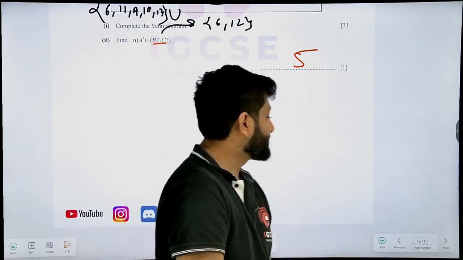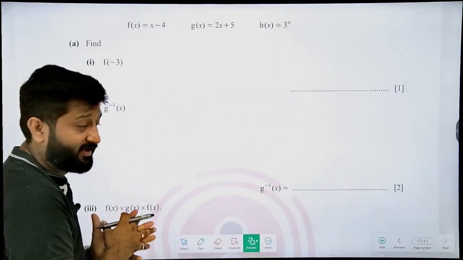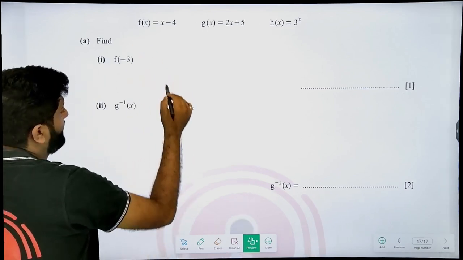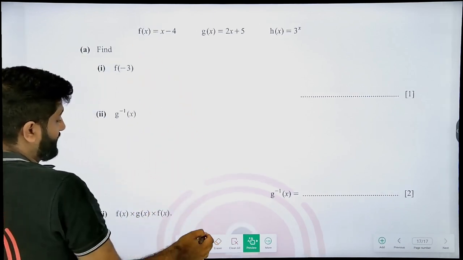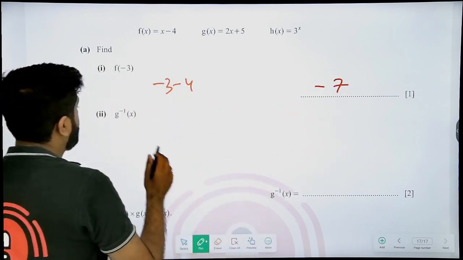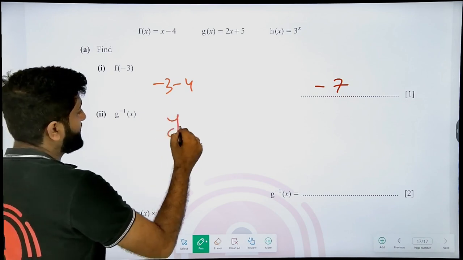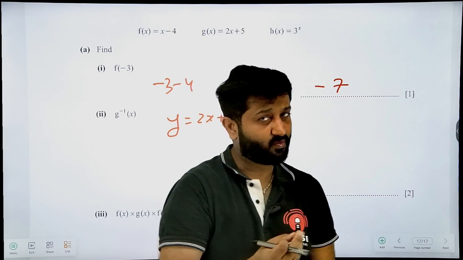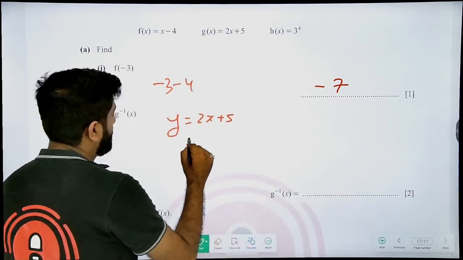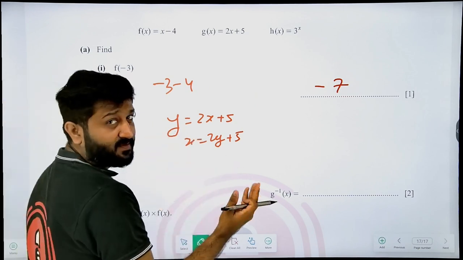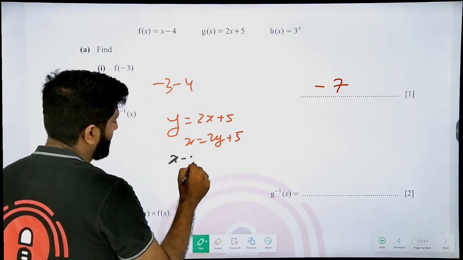Moving towards the next question and probably the last one. Find f of negative 3. F of negative 3 means I'll have to find minus 3 minus 4, that is negative 7. Then g inverse of x. G inverse means step 1 is rewrite the equation as y is equals to whatever that is. Second step is swap x and y. And the third step is make y the subject. So you have x minus 5 over 2.